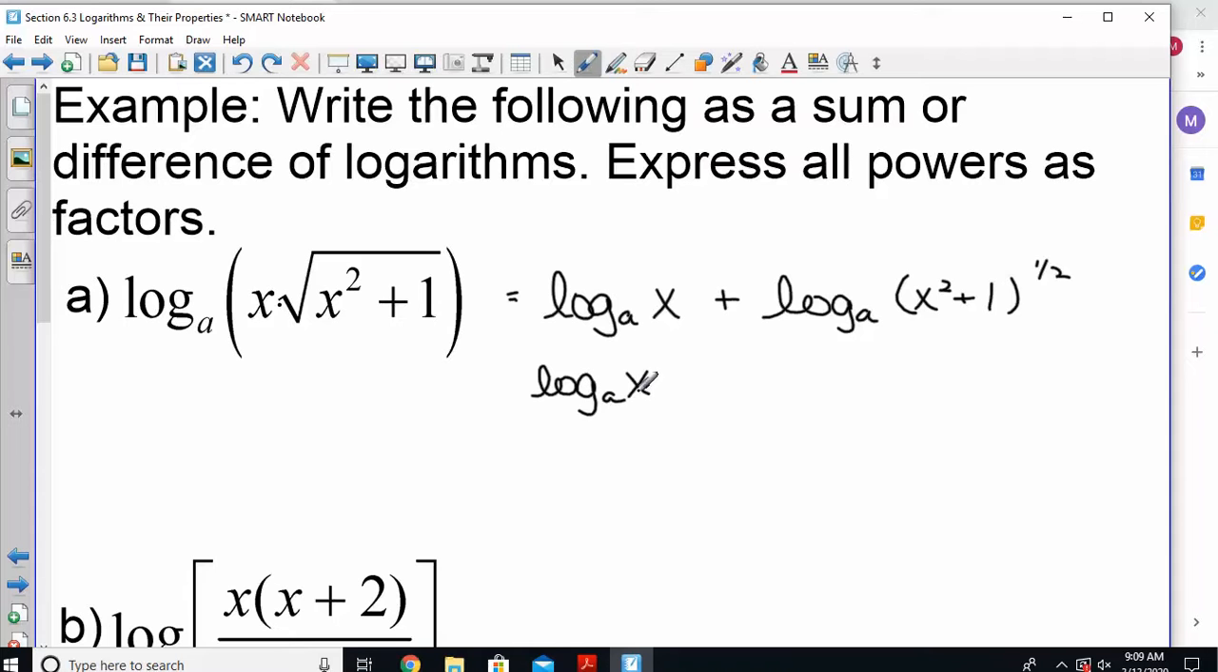So it's log base a of x plus 1/2 log base a of x squared plus 1. We can break apart things that are multiplied or divided. Can I break apart things that are added? No, that's my final answer. I can't bring down this square because the entire parenthesis is squared. I can only bring down the exponent if it's applying to x.